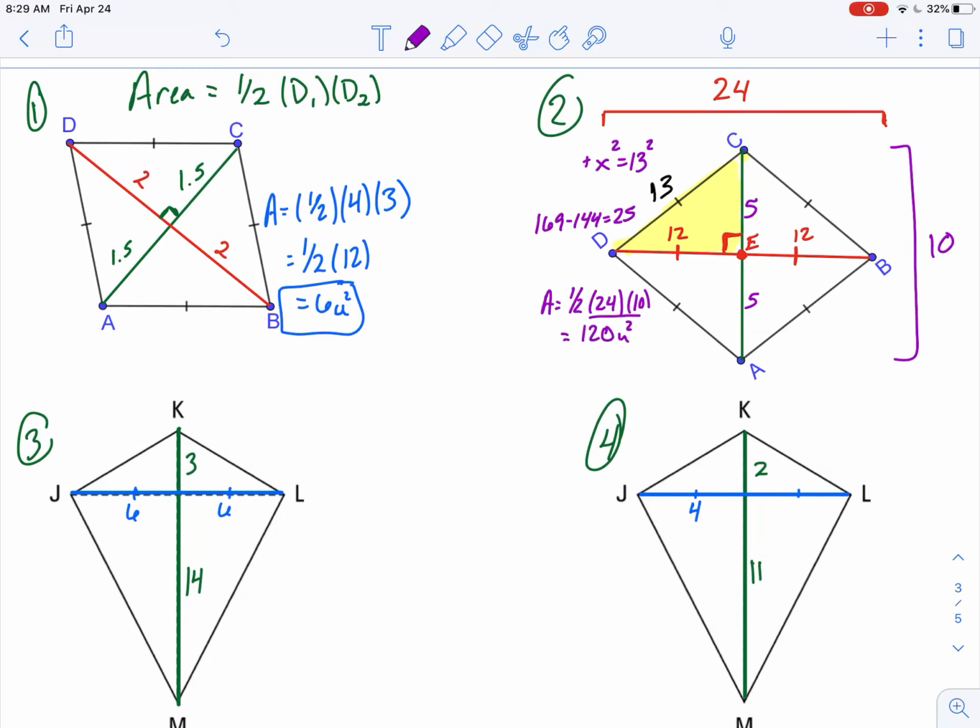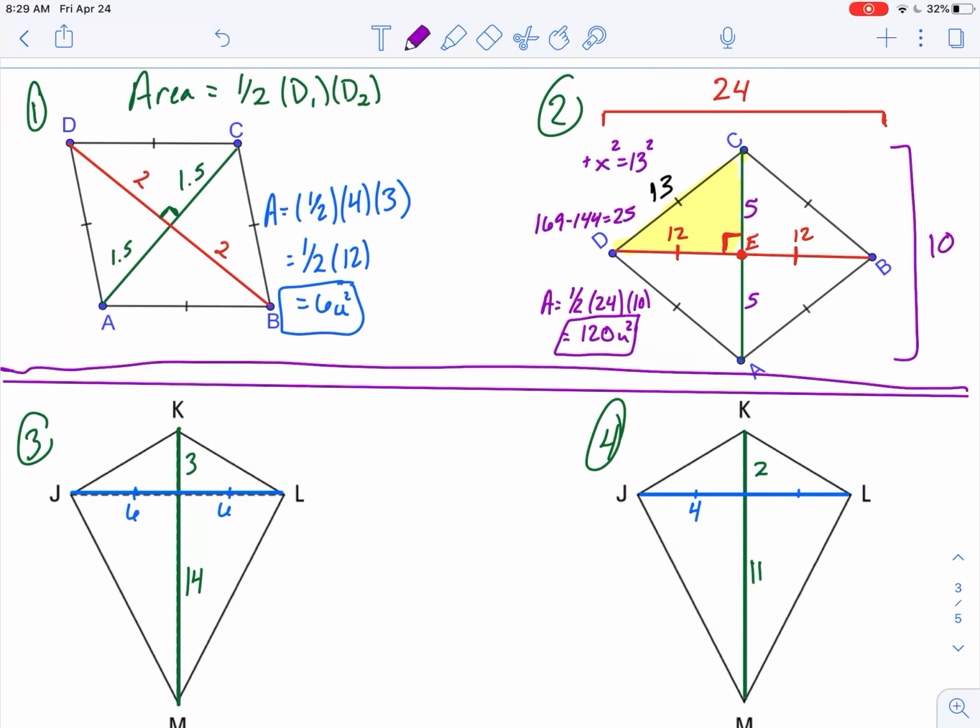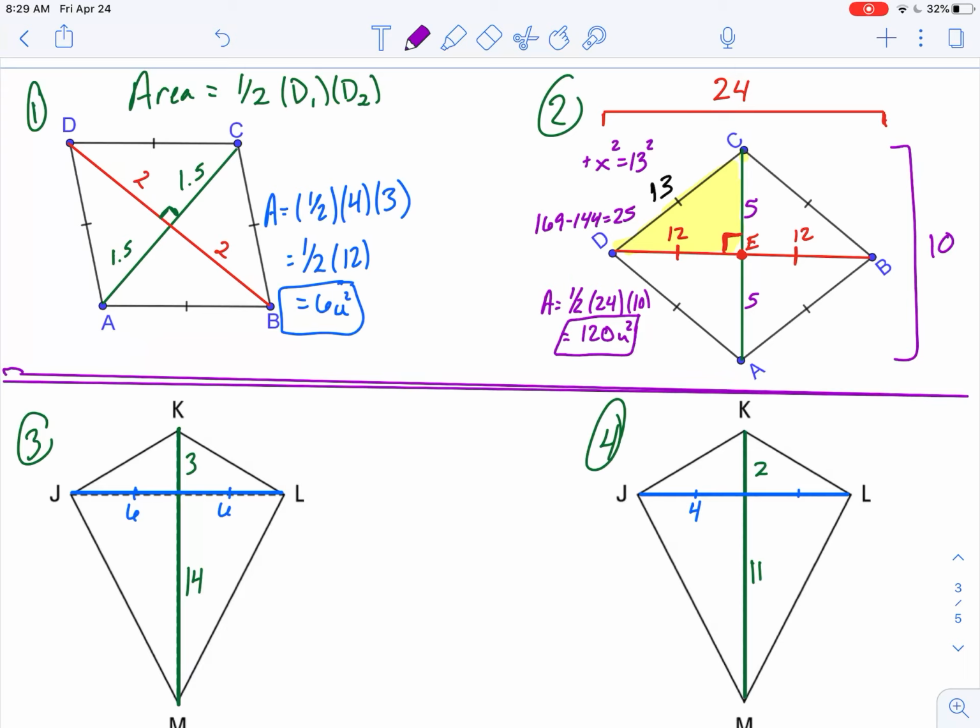So now I have my two diagonals. It's 24, and this is 10. So my area is 1/2 of 24 times 10, which is 120 square units.